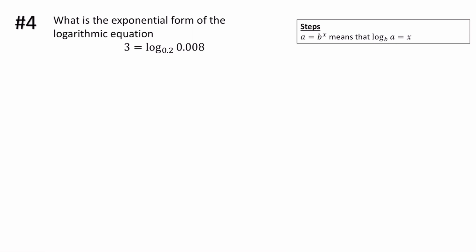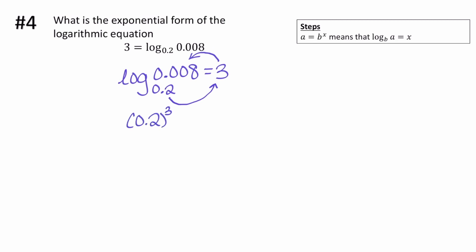So in this problem, it says, what is the exponential form of the logarithmic equation 3 equals log base 0.2 of 0.008? Okay, so I'm just going to rewrite this just so that we can draw our arrows in. So I'm going to write this as log base 0.2 of 0.008 equals 3. All I did was move the 3 to the other side. So now I can draw in those arrows, which will help me write it in exponential form. So I have 0.2 to the third equals 0.008. Okay, and that is the exponential form of this logarithmic equation.